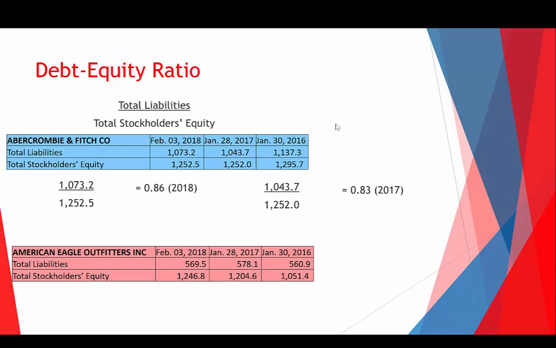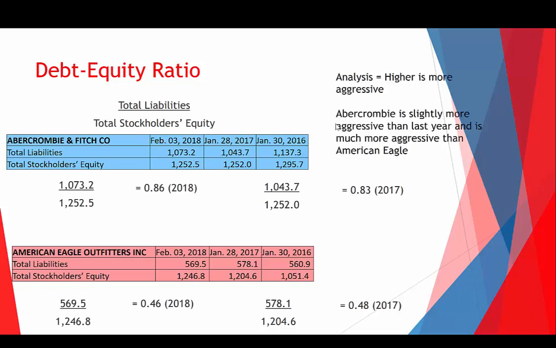It's a way that you're able to afford getting into this house or to acquire this asset, just like these companies do as well. American Eagle, as you can just eyeball it, has less debt as compared to their stockholders' equity. So their ratio is actually 0.48 in 2017, and it's 0.46 in 2018. If we do a comparison, the more debt you have, the more aggressive you are.